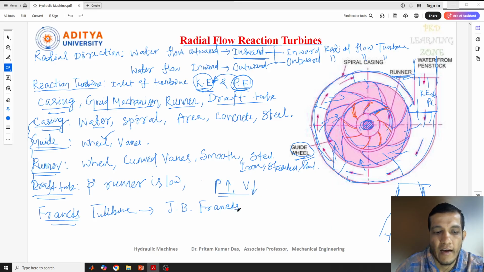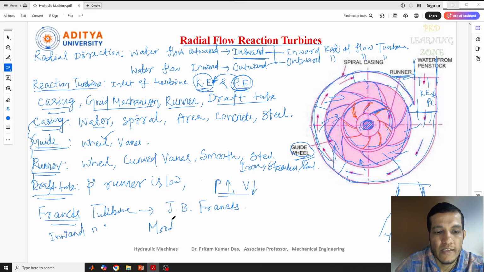He is an American engineer who designed this one, and this Francis turbine is coming under the inward reaction flow turbine. Now in the modern reaction turbine, actually another one is there.